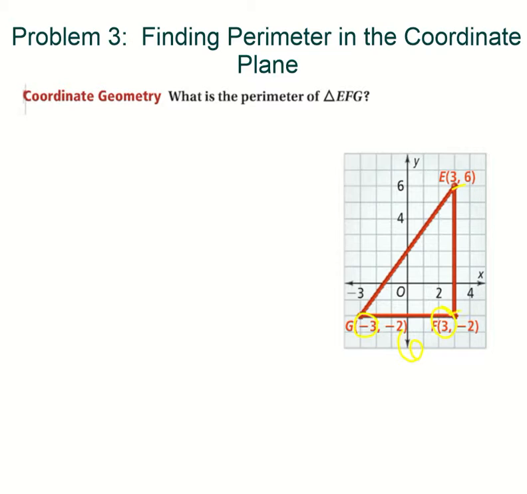Take a look at these two sides over here. We go from 6 all the way down to -2, so that covers 8. Now it's this third side that gets a little bit tricky. On this third side, we actually need to use our distance formula.